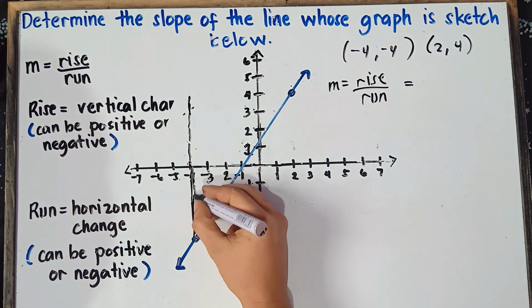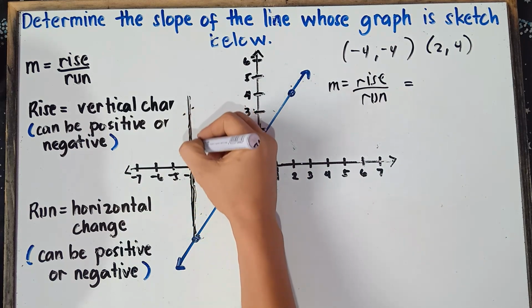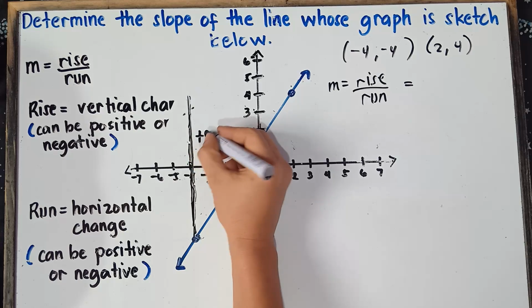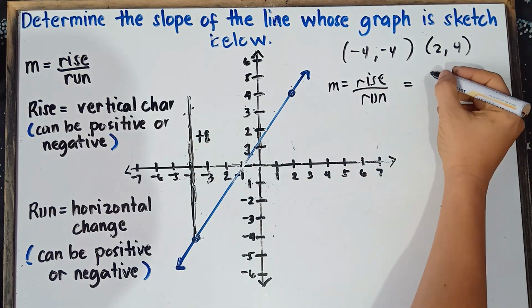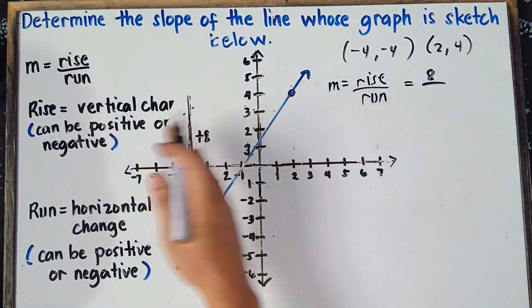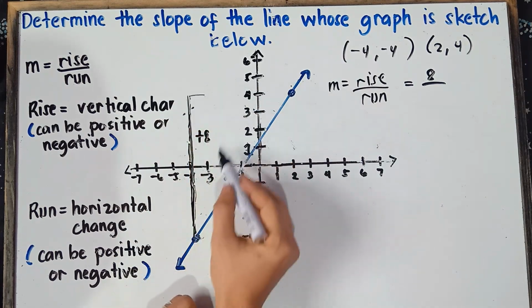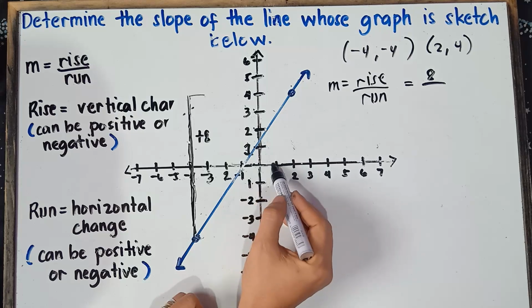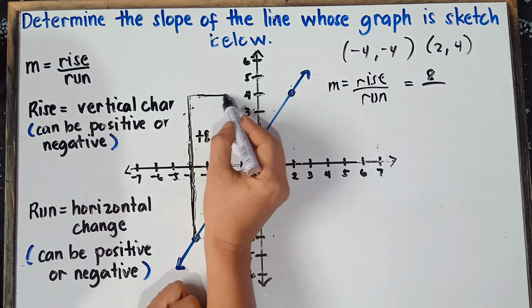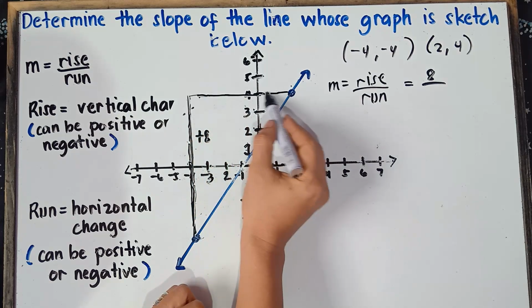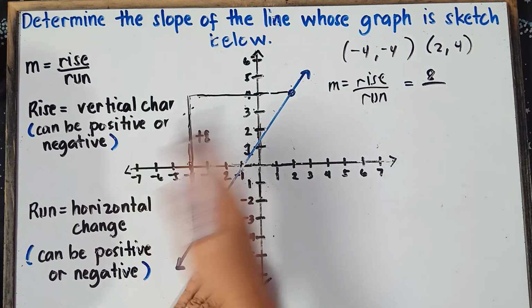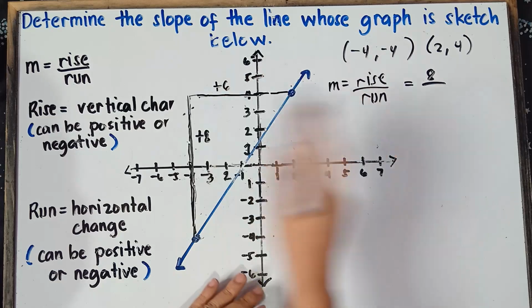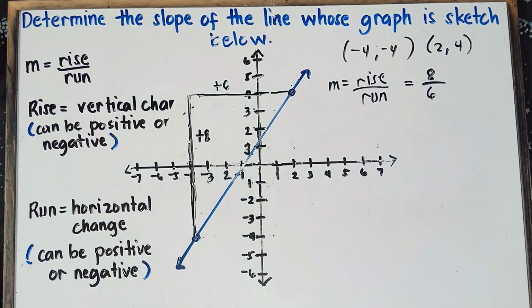So going upwards, that would be positive 8. So rise, that would be positive 8. And then run, going to the right, 1, 2, 3, 4, 5, and then 6. So run, that would be positive 6, going to the right.